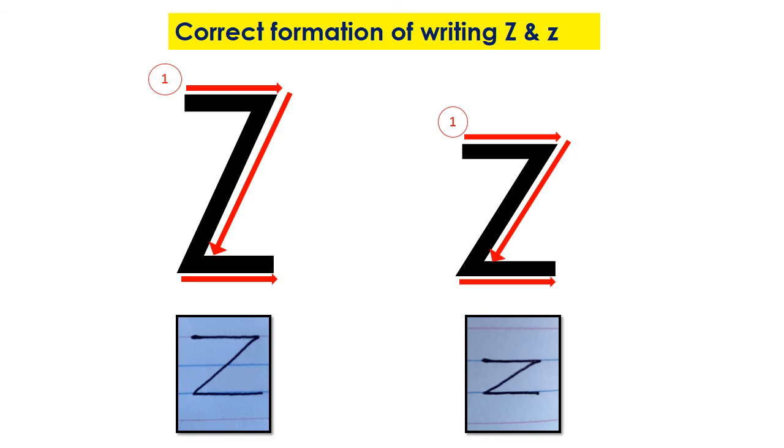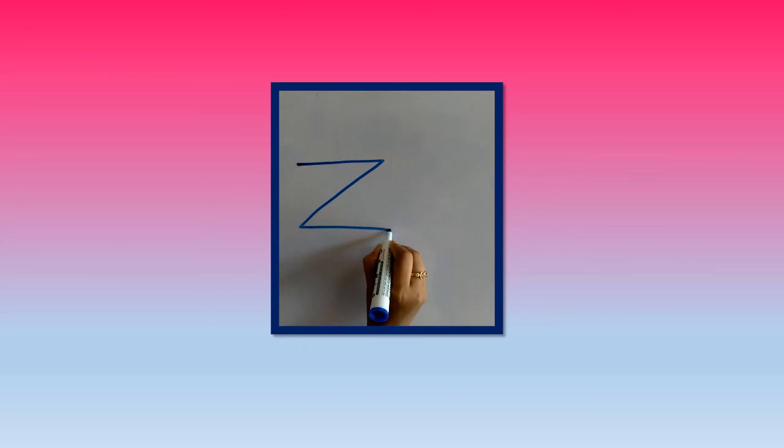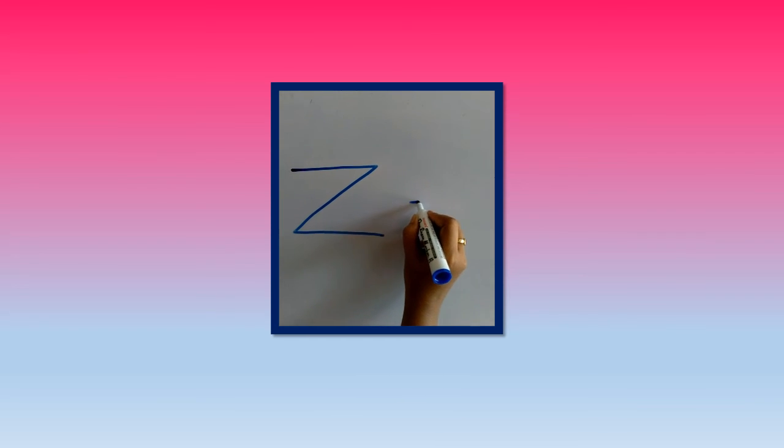Alright? Okay. Now, I'm going to show you how to write capital Z and simple Z on the whiteboard. Just see the formation.